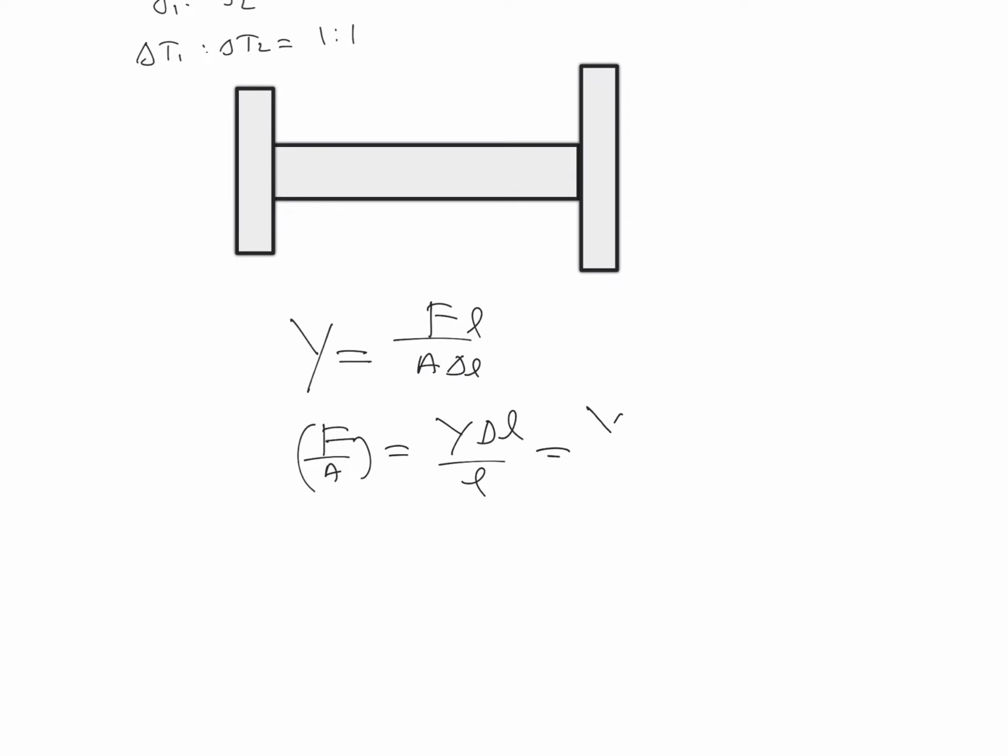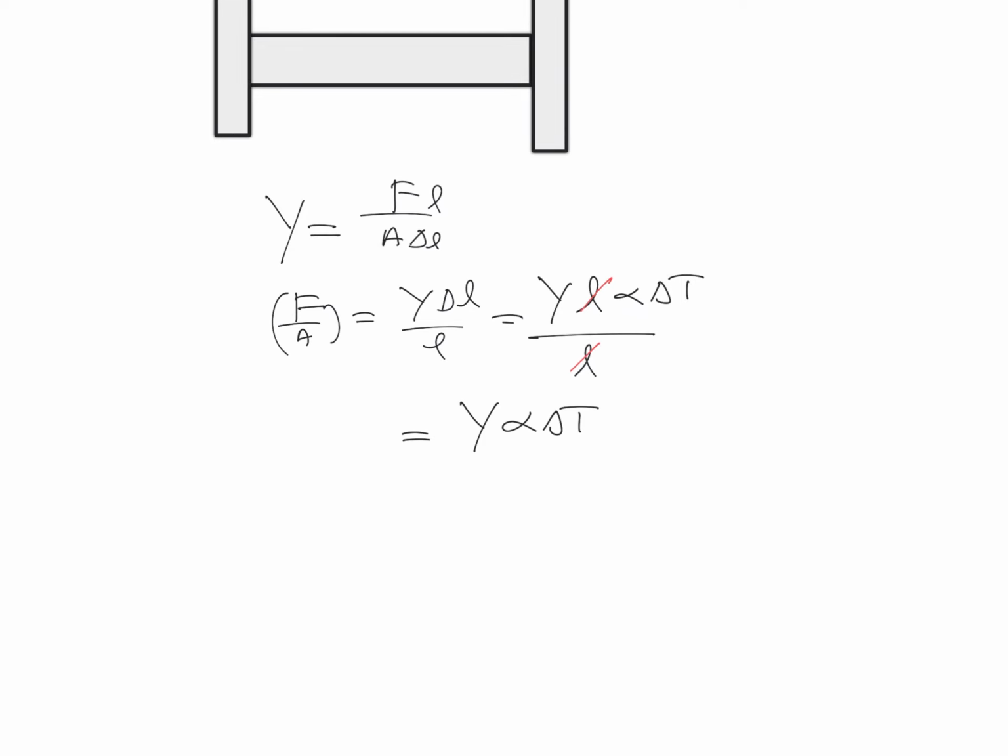Now this delta L is happening due to thermal expansion. So delta L is equal to initial length into alpha into delta T, divided by initial length L. So this L gets cancelled, and we get the equation for thermal stress as Y into alpha into delta T. In the question it is given that this is equal in both situations, that means F by A is equal in both situations.